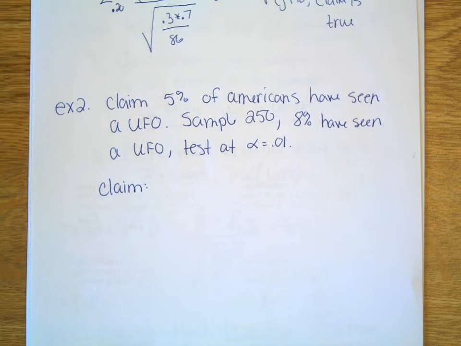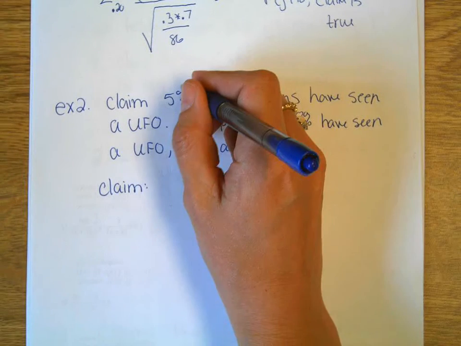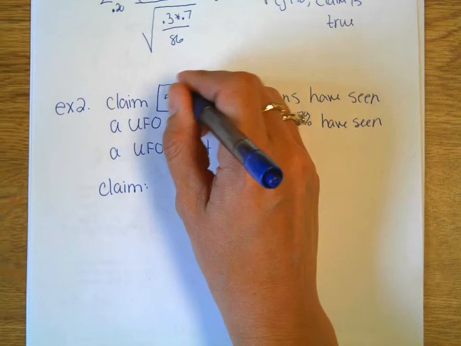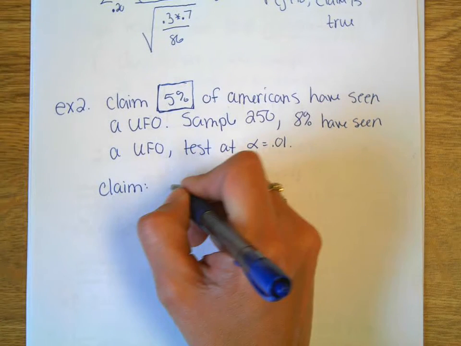Okay, start with your claim. I don't see the word mean in there, but I do see a 5%. So what's our symbol that goes with 5%? Big P.